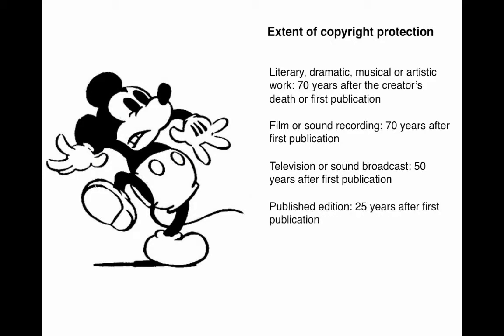Film or sound recordings are protected for 70 years after the date of first publication. Television or sound broadcasts are protected for 50 years after first publication. And published editions are protected for 25 years after first publication. These are rather long periods, but we have been, of course, creating literary, dramatic, musical, and artistic works for a lot longer than that, and there are many works that have entered the public domain, including many famous works of literature, such as the works of Shakespeare, Charles Dickens, Sir Arthur Conan Doyle, and H.G. Wells.